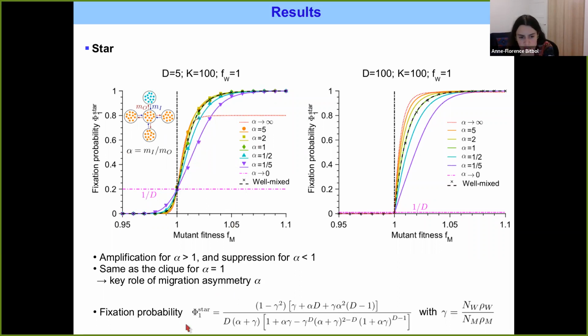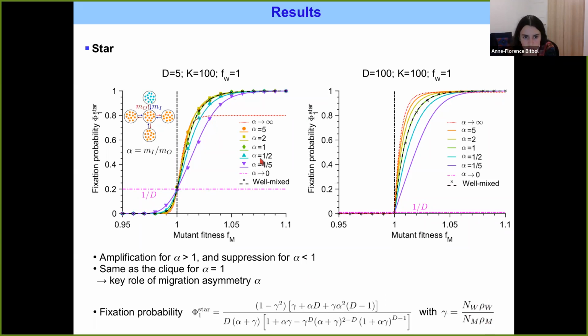And in the analytics, again, based on our Markov chain formalism, we can find the fixation probability for the star. And it has a more complicated form than before. But what is interesting is that it still depends on the number of demes D. So here it's 5 demes. And the ratio gamma of the fixation probabilities of one wild type in one deme to one mutant in one deme. But in addition to that, it also depends on alpha, our migration rate asymmetry. And so that's reflected in these curves.